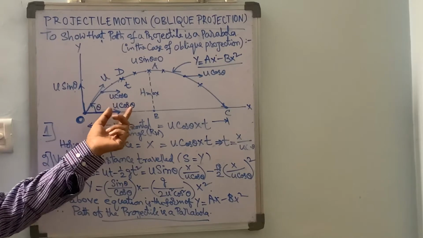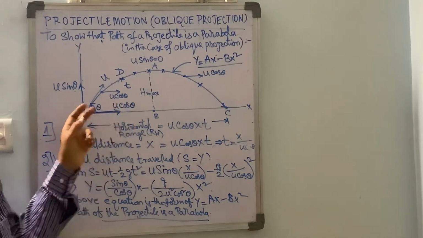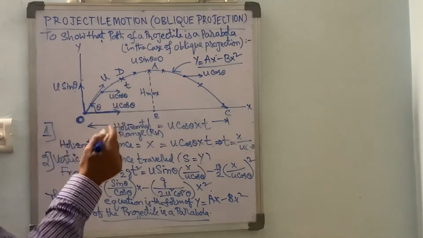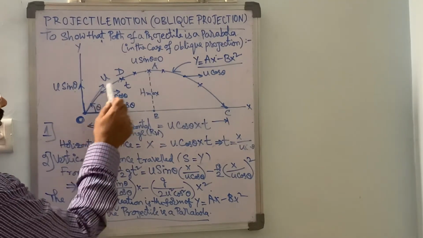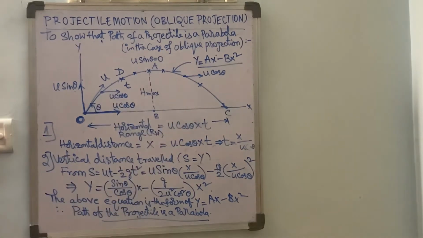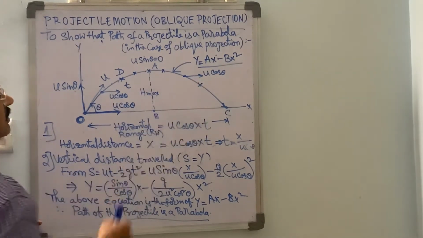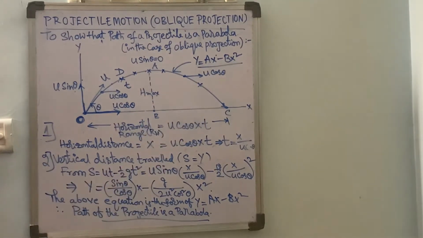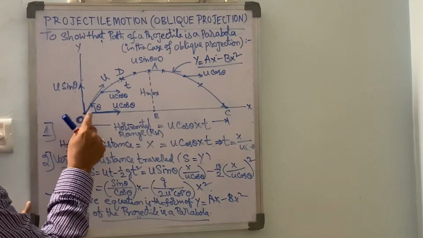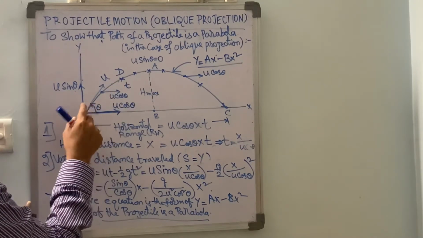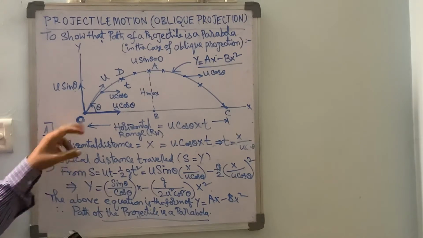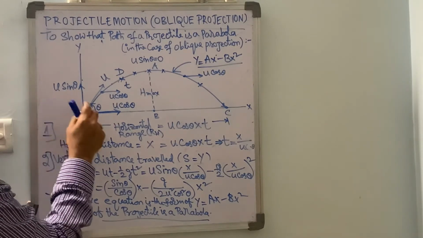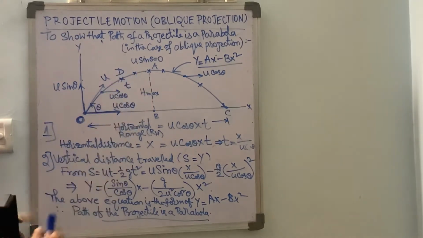This u cos theta is not affected by the value of g, as the body is moving in the forward direction, due to which the body moves forward. Throughout its journey it moves with the constant forward velocity u cos theta, horizontal velocity only. As the body moves up, because gravitational pull is acting in the downward direction, u sin theta is affected by g, and as it moves up, it gradually decreases.